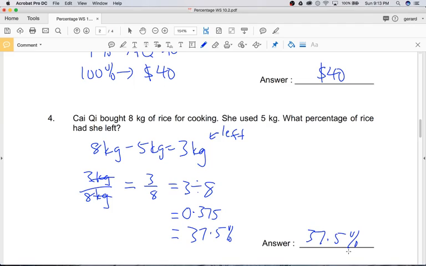Alright, you understand? So basically for the conversion here, you just multiply by 100, put a percentage sign, and then you get the answer.